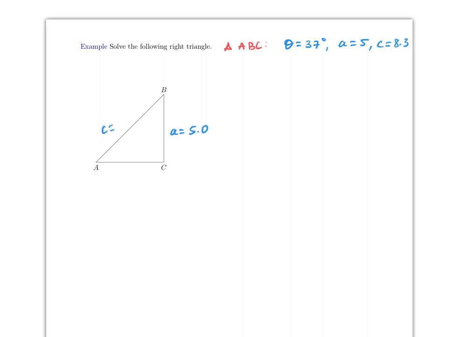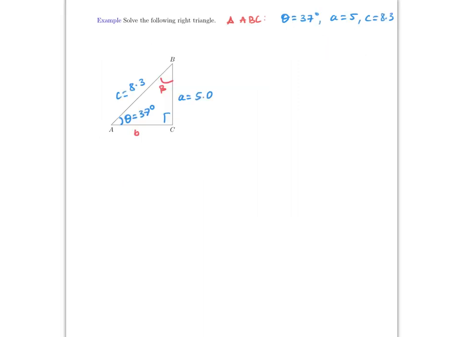C, the hypotenuse, is equal to 8.3, and theta is equal to 37 degrees. Here the parts that are missing are B and also beta. So you're missing one side and one angle. In this case, the easiest way to find the missing part is to use the Pythagorean theorem.